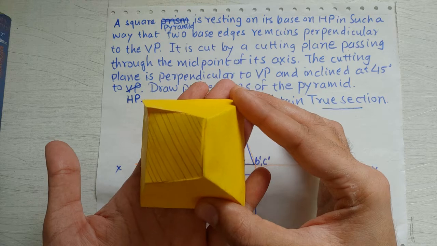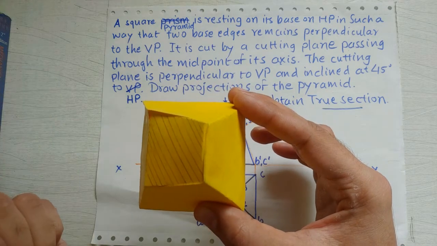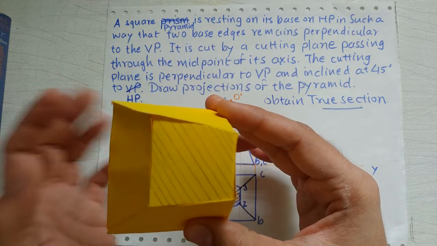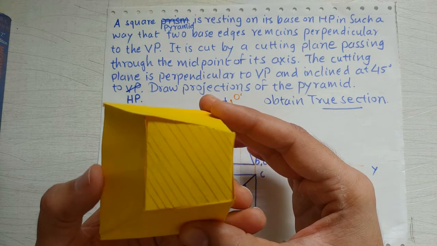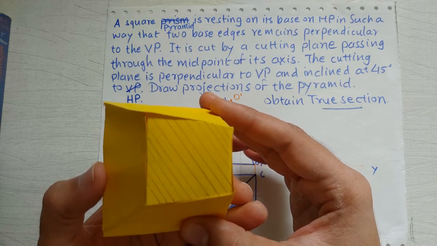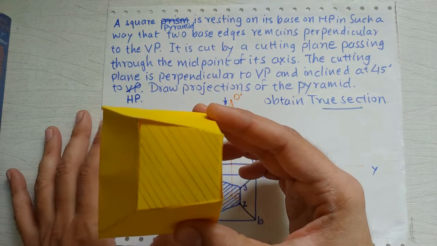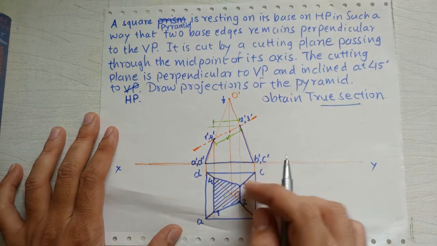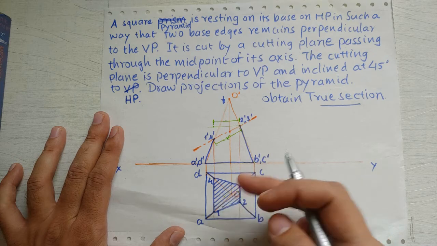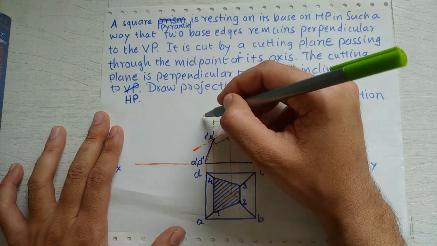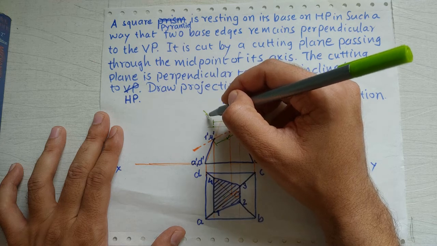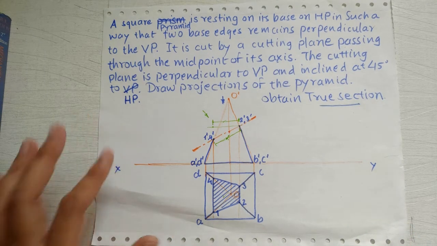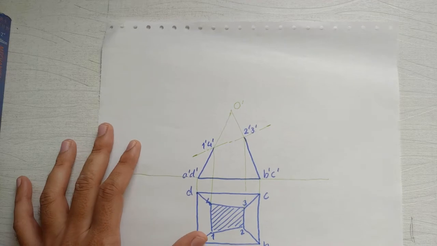Okay, I am one more time repeating. When it is resting on HP on its base, you are not able to see the true section. But when I tilt it in such a way that this particular section, cut section, remains perpendicular to your eyesight, you are able to see the true size, that is true section. Alright, so that is what we will do to obtain the true section. So basically we will try to draw the section by making some arrangement so that we can see it from the perpendicular direction. Okay, now so let's start how to obtain the true section.